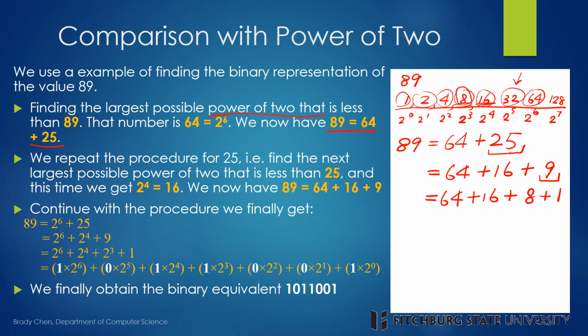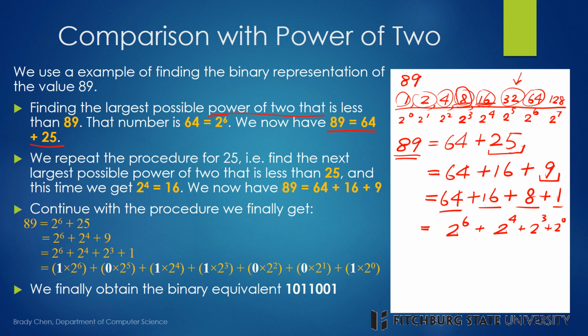So we can continue to do that, right? Until we basically convert 89 into the sum of powers of 2. So then we convert this. What is 64? It's 2 to the 6. Now 16 is 2 to the 4, plus 2 to the 3, plus 2 to the 0.